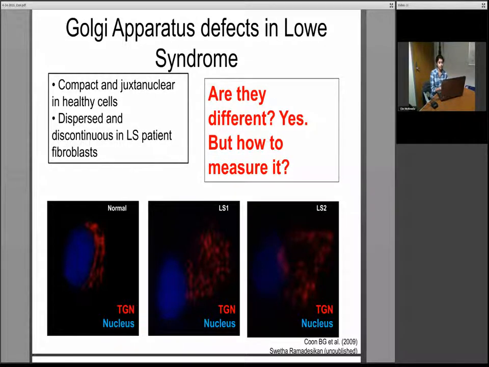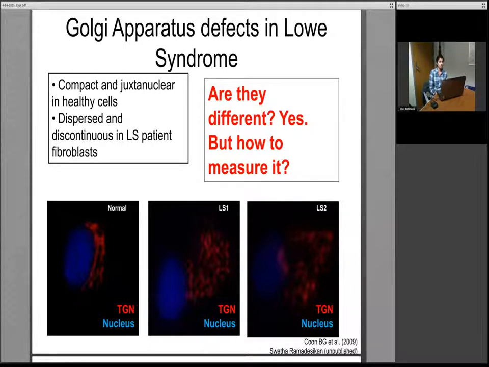However, the middle and the right panels are cells from two different Lowe syndrome patients, and as you can see, the Golgi in these patient cells is highly dispersed. So it occupies a larger area in the cell when compared to the normal cell. In some cases, the Golgi is also very discontinuous. In normal cells, it's a continuously packed stack of ribbons, if you can imagine that, whereas in patient cells, it looks discontinuous and dispersed at the same time. So visually, we are able to see that they are very different.